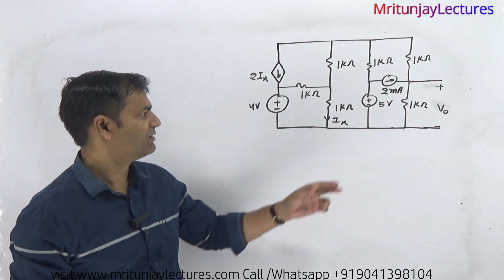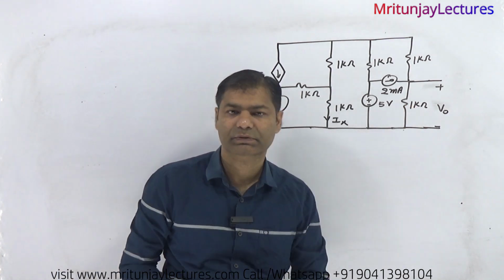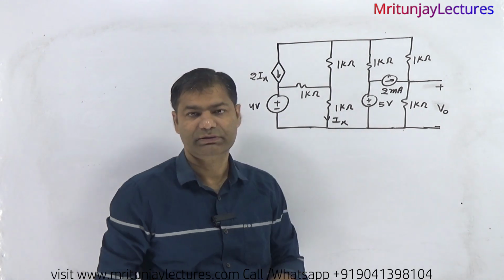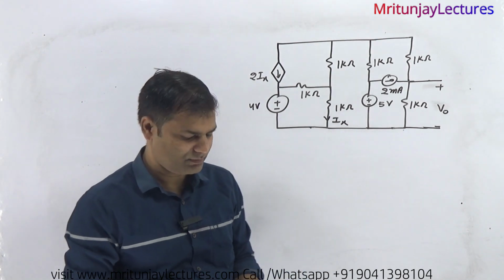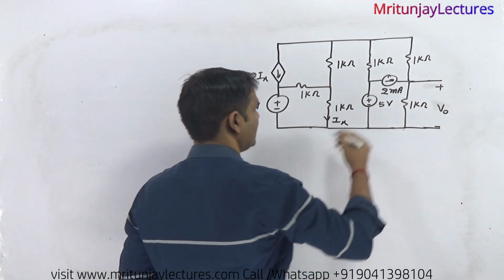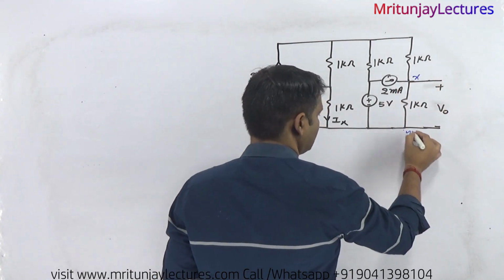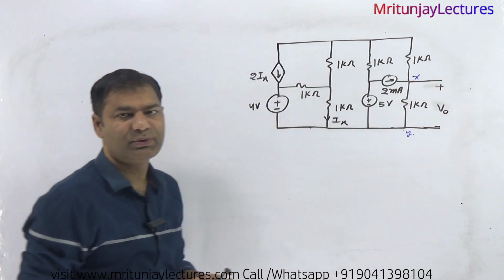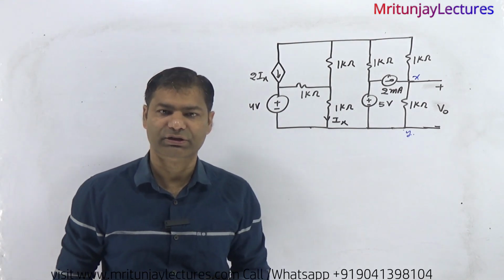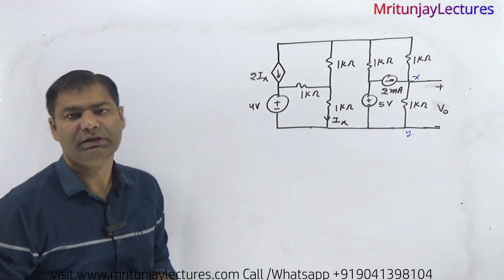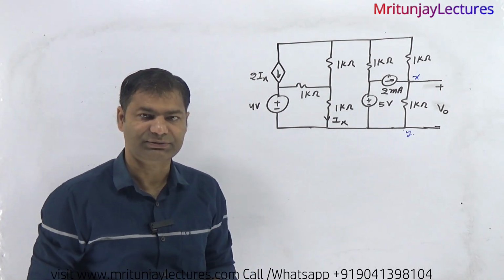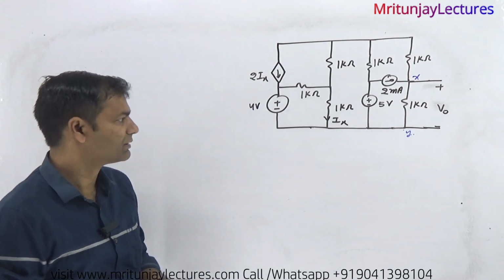Now our motto is to determine V naught with the help of Thevenin's theorem. How can we determine it? First of all, we consider an X terminal and a Y terminal. This whole circuit, corresponding to the XY terminal, is converted into a Norton equivalent or Thevenin equivalent. Then we determine VTH and RTH also. So how can we do it?